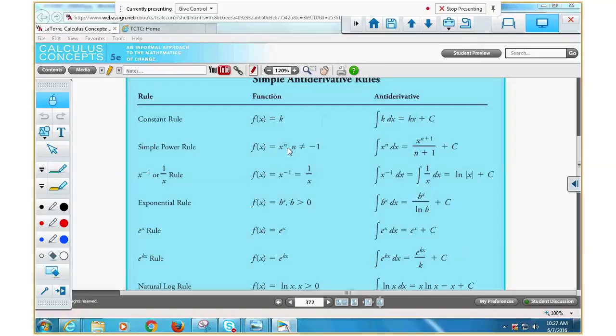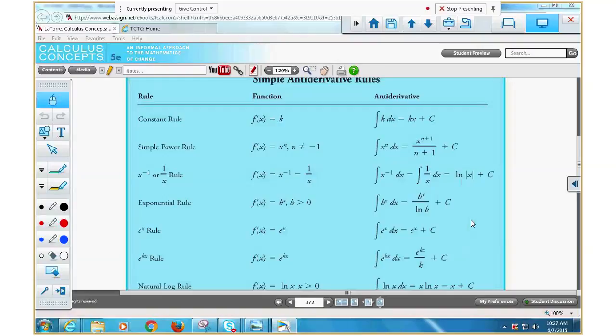The power rule, we just talked about that. That's what we went over yesterday. If you have a function that's x to the n power, then it's going to be x to the n plus 1 over n plus 1. So if you have x to the 5th power, that's going to be x to the 6th over 6. This is your x to the negative 1, or 1 over x, rule. If you have 1 over x or 4 over x or whatever the case may be, then that's going to be your constant times the natural log of x.